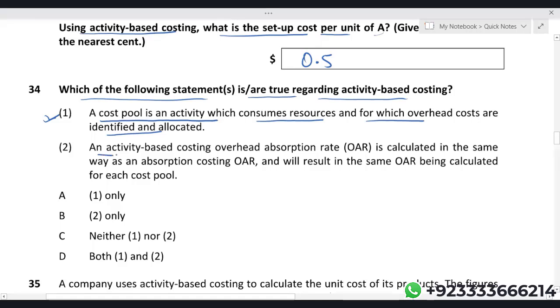An activity-based costing overhead absorption rate is calculated in the same way as absorption costing and will result in the same overhead being calculated for each cost pool. Incorrect.